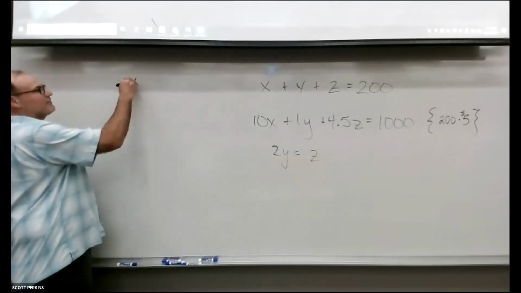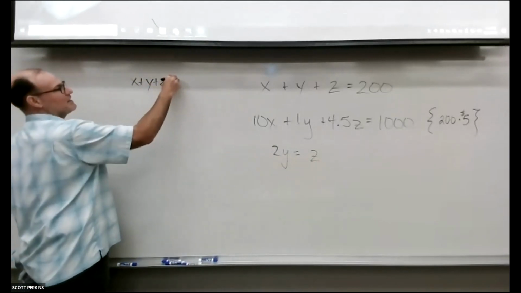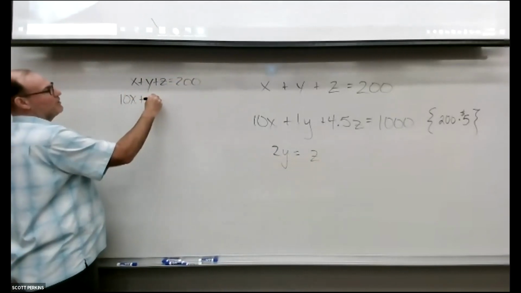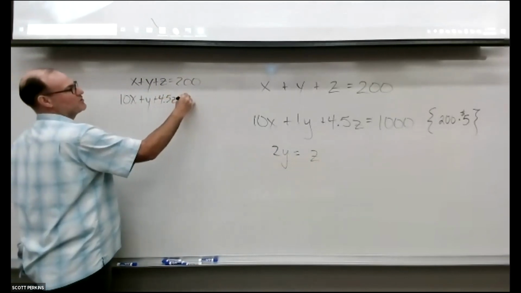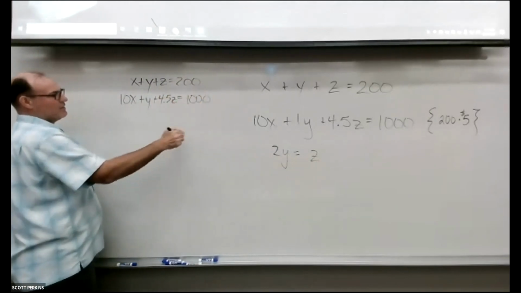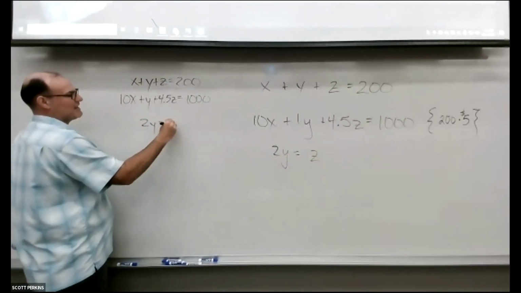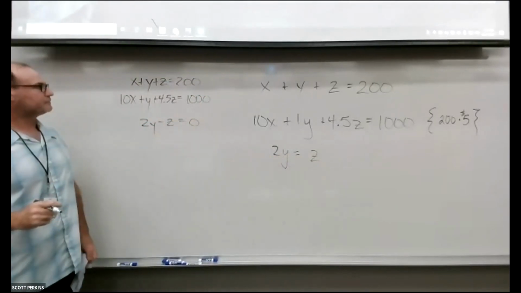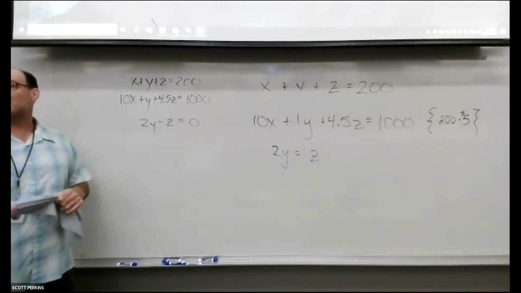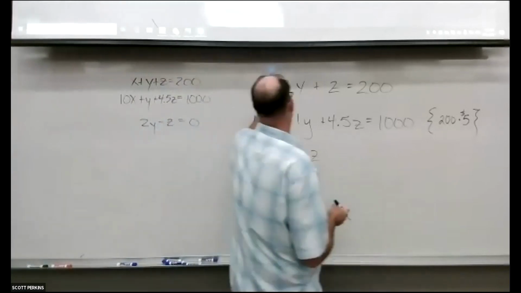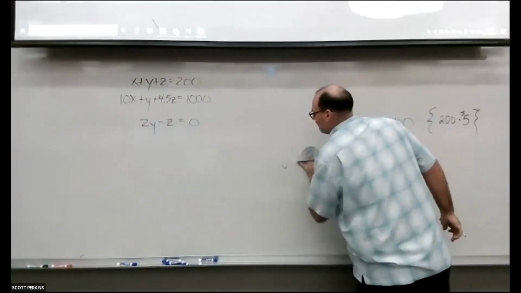So first thing I'm going to do is I've got x plus y plus z is equal to 200. I've got 10x plus y plus 4.5z is equal to 1,000. And then this one, I'm going to bring the z over, and I've got 2y minus z equals 0. There's my system to solve. I'm going to finish solving this, so I might go a minute over. I apologize.